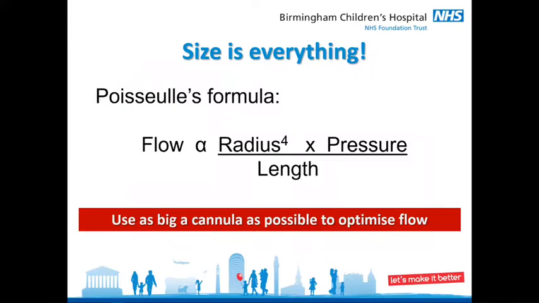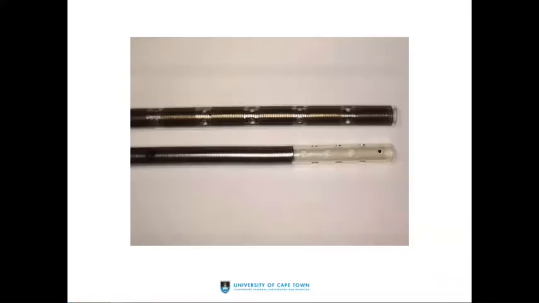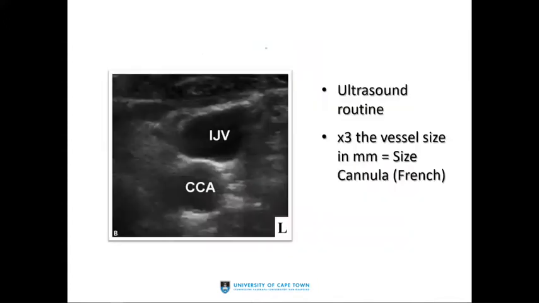And flow is really dependent on the diameter or the radius of the cannulas that you put in. And you really want to try and use as big a cannula as possible to optimize the flows that you can get. And here you can see some cannulas. Bear in mind, some of them are marked to the tip and some of them aren't, and have variations on the number of side holes. About 70% of flow comes through the proximal side hole and not through the tip of the cannula, which is important to realize when you're placing the cannulas.